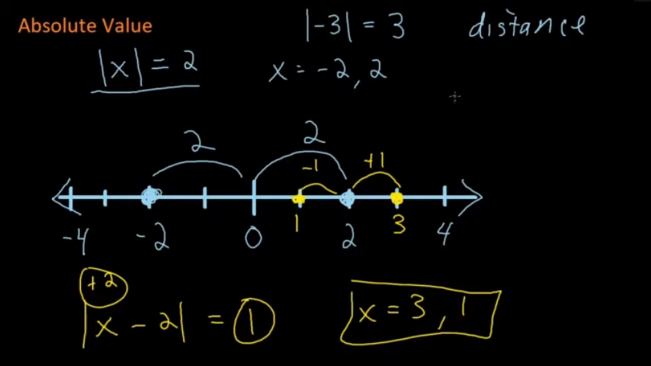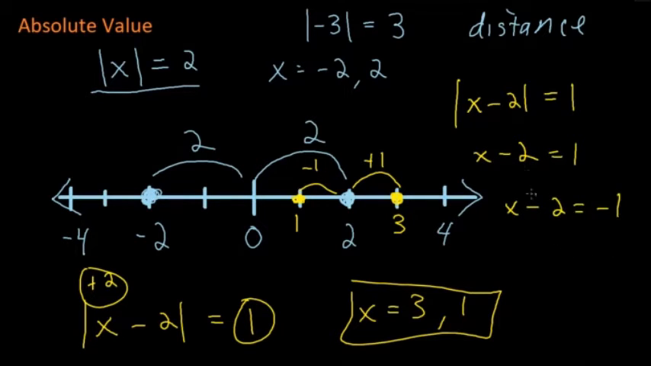Absolute value always returns 2 values. So in practice, when we're solving this, we have to write it as 2 equations: x minus 2 equals +1 and x minus 2 equals -1, and solve those separately. You'll get the same answer.